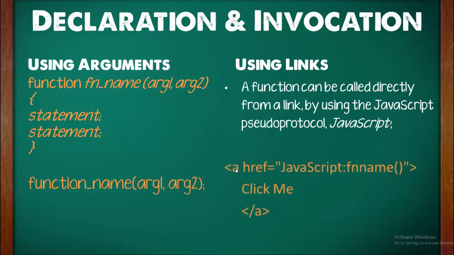Using the syntax. Now you see this program over here: an anchor tag with href equal to javascript. This is the pseudo protocol, and after that I give a colon and then the function name. That's it. As soon as I click that link, the JavaScript function will automatically be called. So it is not necessary to call only from buttons. You can even call from hyperlinks in JavaScript.